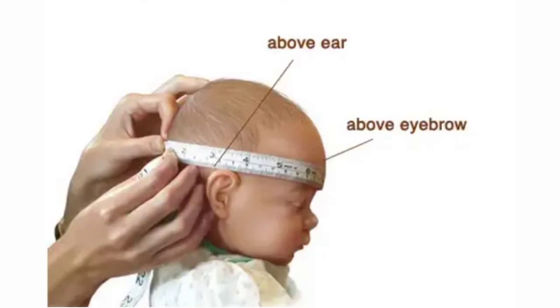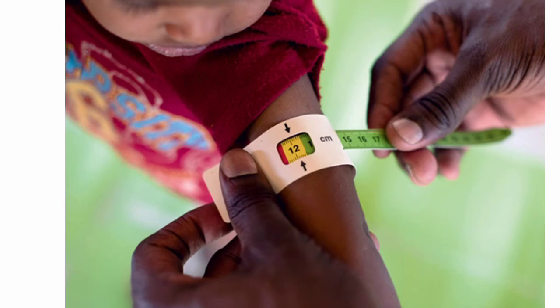Placement of the tape is such that on the front it should be above the eyebrows, and then above the ears, and posteriorly you can place it at any point where you get the maximum circumference. Third is the MUAC, that is mid upper arm circumference. For that, a tape is used as shown in this video.